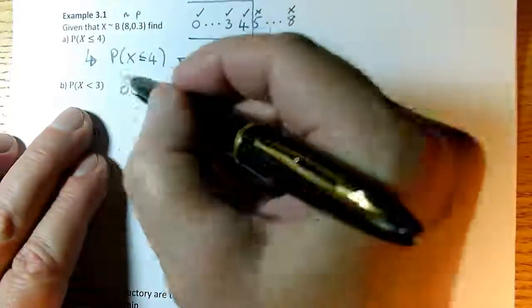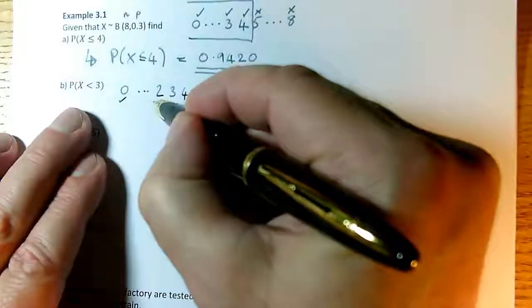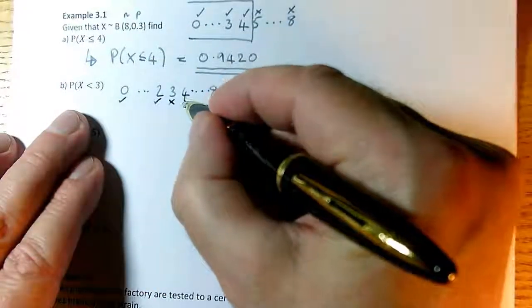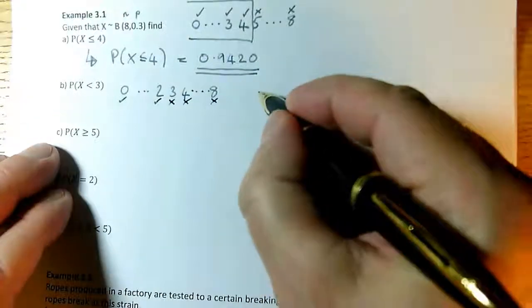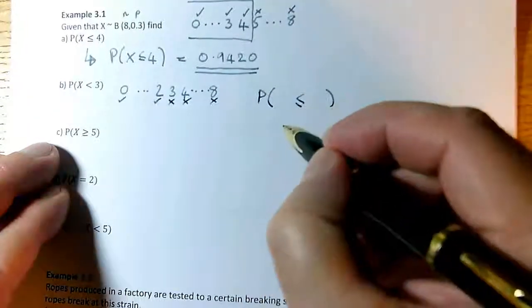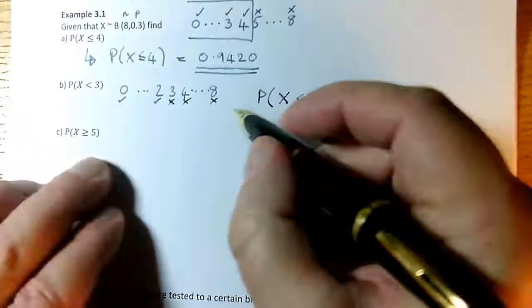I can have less than 3, so 0's alright, 2's alright, but 3's not alright, it's got to be strictly less than 3. All of these are not alright, so therefore the probability I need, well, my calculator deals with less than or equal to probabilities. So what can x be less than or equal to?